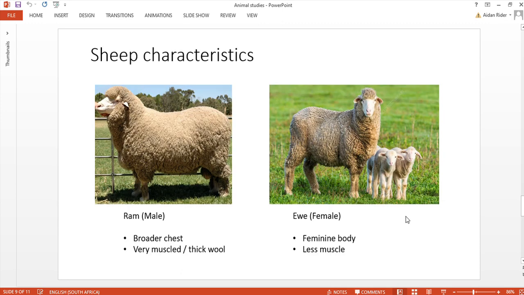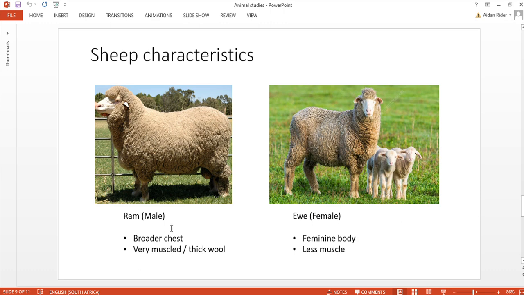Okay, then I just want to finish off with sheep. Sheep was that second animal we usually farm with. Their characteristics, male and female. We have the ram is the male and the ewe is the female. If you can see here, rams usually have horns, but you actually do get male sheep without horns, like this guy.